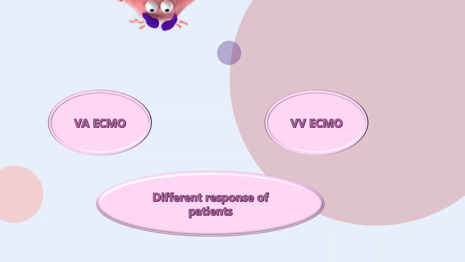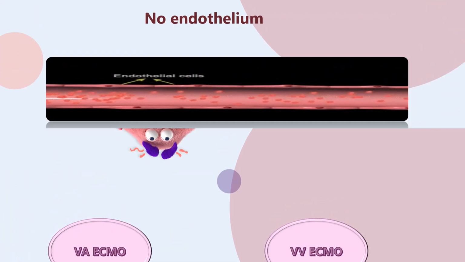Regarding anticoagulation, we can't set a fixed dose for each patient. Why? We have two types, VA and VV, and both of them are different. We have different responses of patients. Some patients need a higher target because they have a thrombotic event. Some of them need a lower target as they may have bleeding. The response differs from one patient to another, so each anticoagulation treatment should be tailored to each patient.